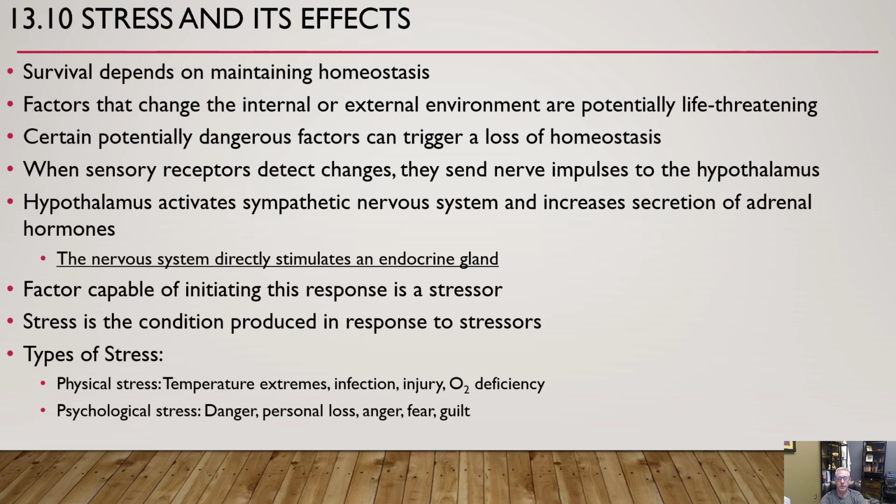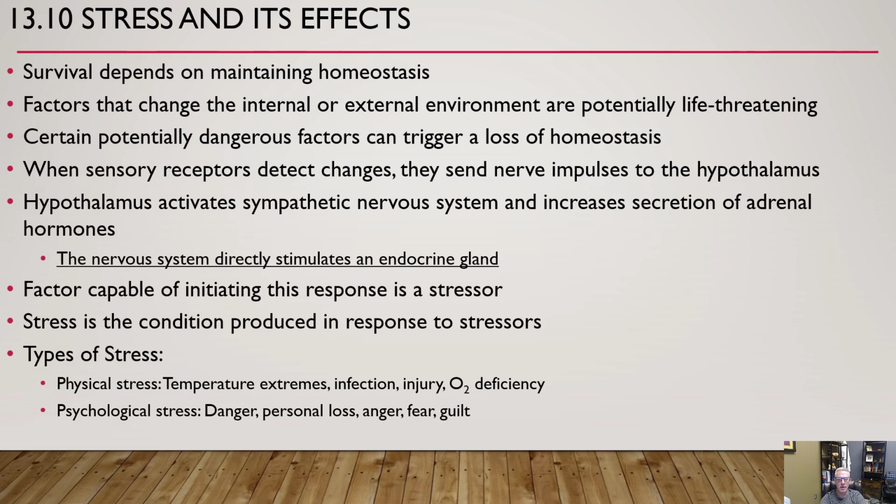And we have sensory receptors that are going to send those impulses to the hypothalamus. The hypothalamus oversees everything and determines from a nervous system perspective what needs to happen, and the hypothalamus is going to be the controller of the endocrine system to stimulate the endocrine gland to do or not do something.